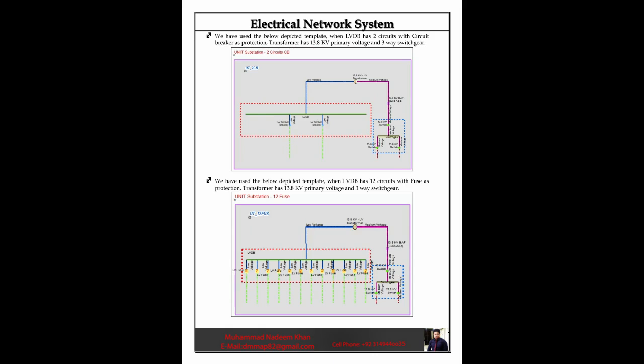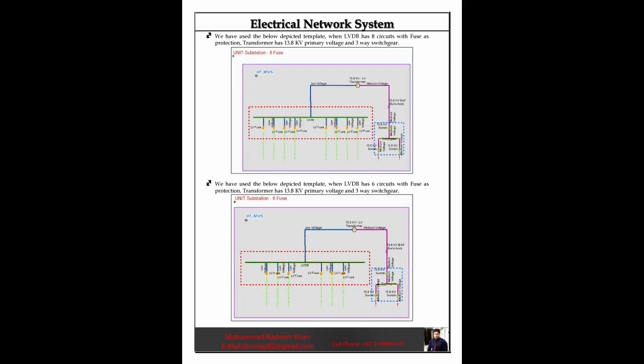We have used the below depicted template when LVDB has 2 circuits with circuit breaker as protection, transformer has 13.8 kV primary voltage and 3-way switchgear. We have used the below depicted template, when LVDB has 12 circuits with fuse as protection, transformer has 13.8 kV primary voltage and 3-way switchgear.